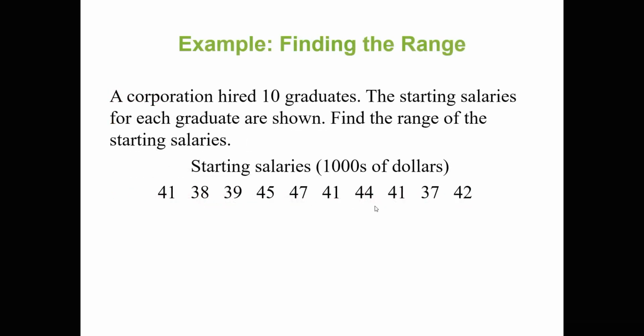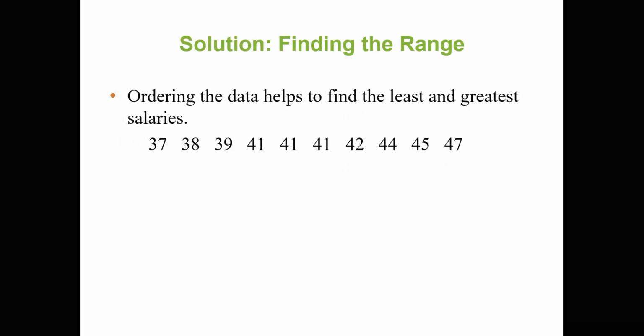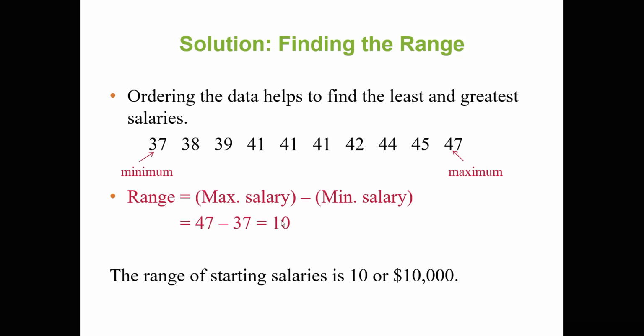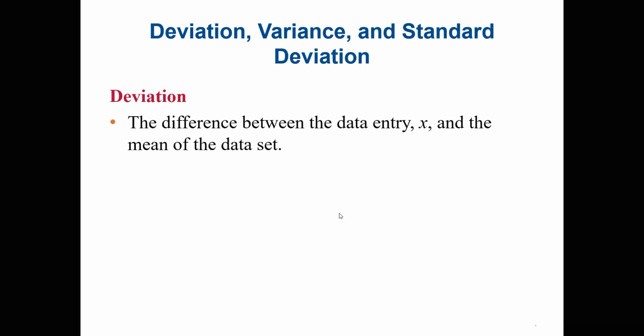You have this data set and you want to compute the range. So you simply look for the maximum value and the minimum value. And how do you do that? You first of all order the data set, and once you order it, you are able to compute the range, which is the difference. And the range is simply 10. That's it with the range. Very straightforward. The next one is computing the deviation.